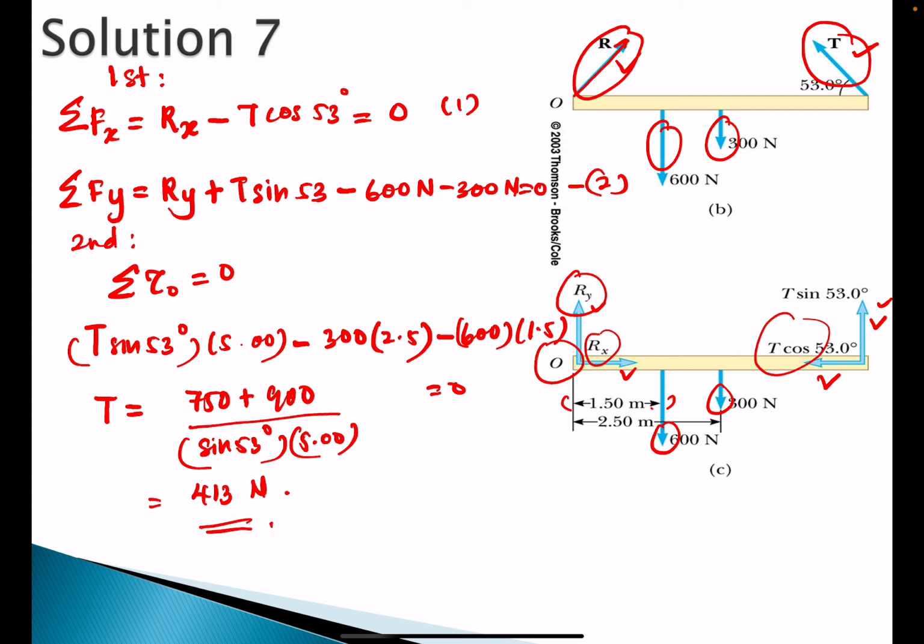Then you can substitute T into the first equation. So you will get the Rx. After you substitute, you will get Rx equals 249 Newton. And then when you substitute into the second one, you will get Ry equals 570 Newton.